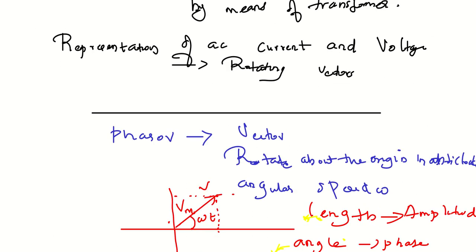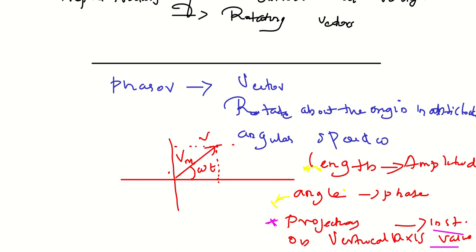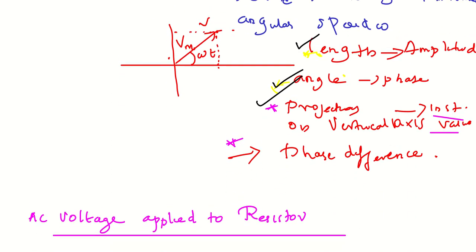Okay, and what is the representation of AC current and voltage? A rotating vector can be used. It is called a phasor, and it rotates about the origin anti-clockwise with an angular speed omega. Its length represents the amplitude, the angle represents the phase, and the projection of that vector on a vertical axis gives the instantaneous value. And if there are two phasors, the angle between them gives the phase difference.